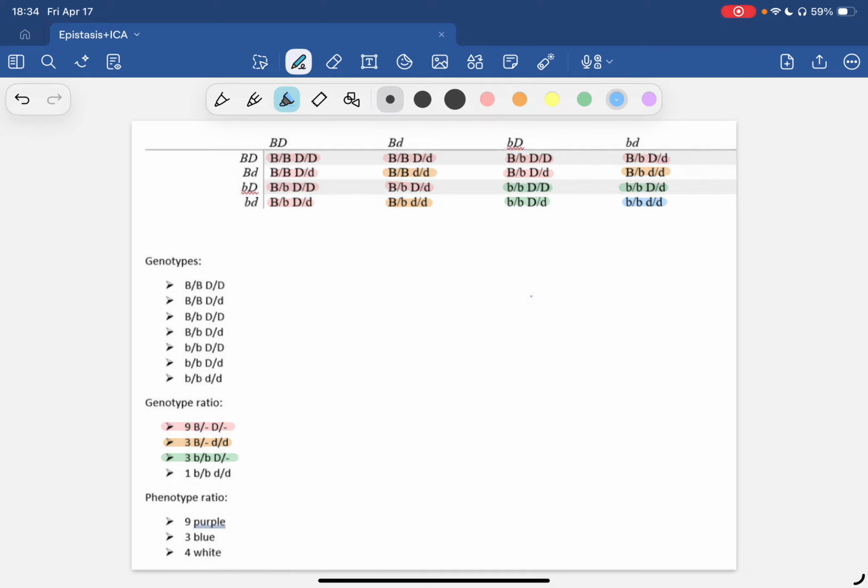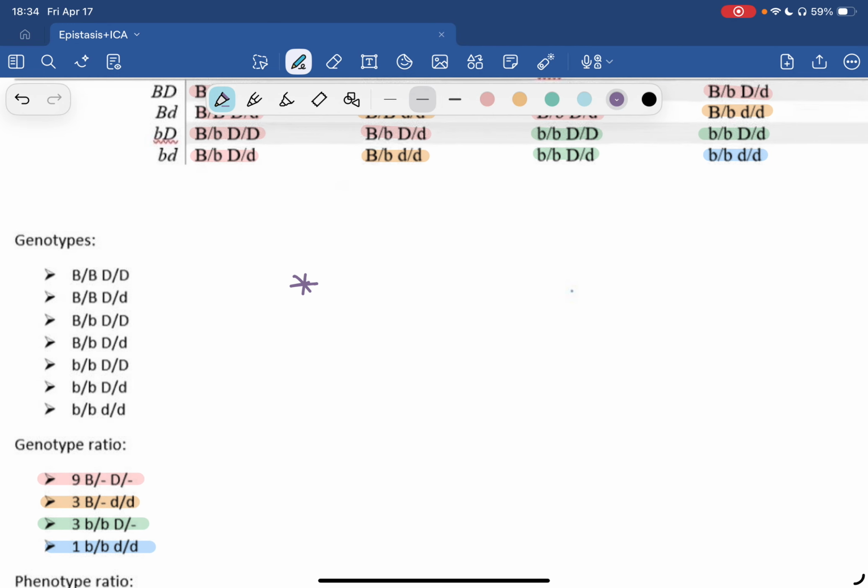And then lastly, here in your blue color, you have one that has a mutated copy of both genes. So they have a non-functional copy of the B gene and the D gene. So again, I recommend understanding and being able to recognize and write out this ratio, the 9 to 3 to 3 to 1. So I think of it as dihybrid.